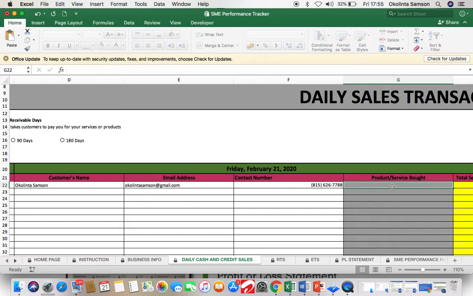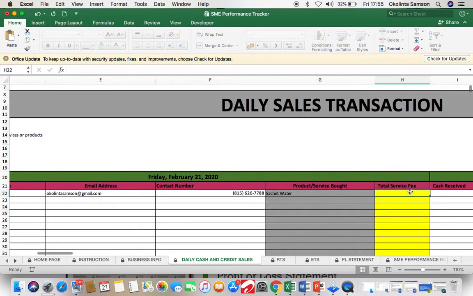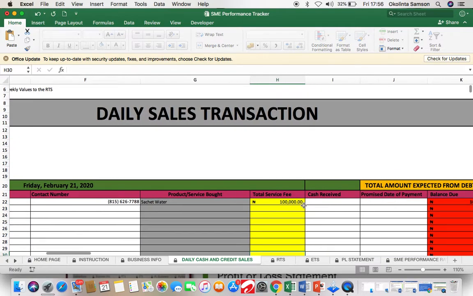So I'm going to use sachet water as an example. You put in the product, sachet water, and then the total service fee. Let's say I bought some bags worth 100,000. You come in here, input the total service fee, and then the next thing for you to do is to input the cash receipt.